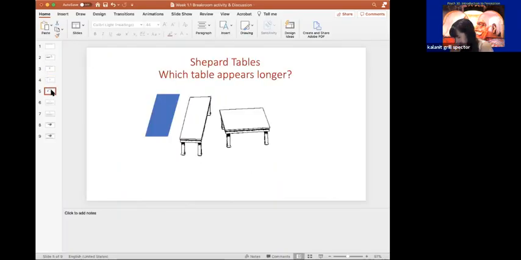Okay, let's go to the second question. The second question asks you about the length of the tables, and people overall said that the left table looks longer than the right table. However, this is an illusion, and in fact, you are all wrong. So, you want me to show you this? Okay, I'm going to show you this.